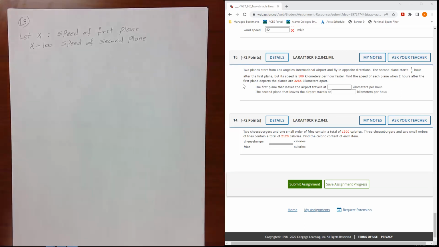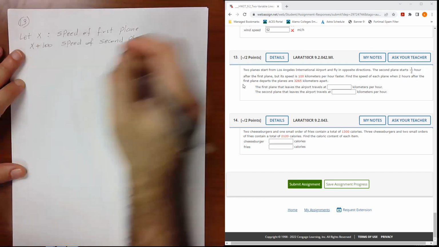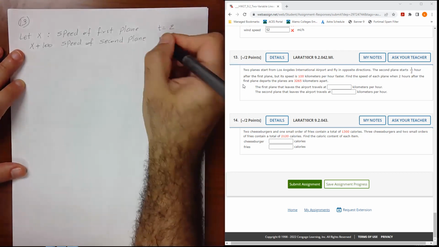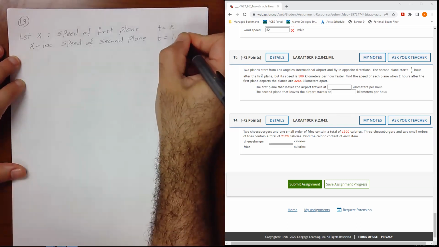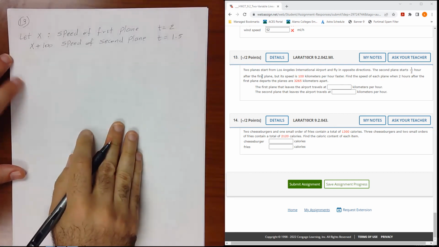Now, the time for the first plane is 2 hours. The time for the second plane is going to be less. They're telling you the second plane starts half an hour after. That means 2 hours minus 30 minutes, so it's 1.5. This is the time for the second plane.